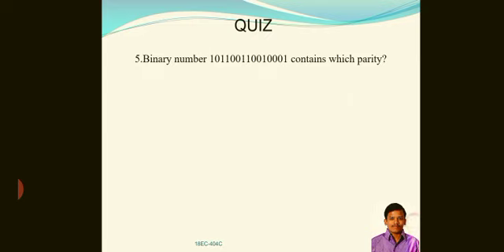Now a small example, to guess the parity by looking at the given binary number. Which parity is there: A, even parity; B, odd parity; C, prime parity; D, both A and B. So the answer will be B, that is odd parity. If you see the given binary number, 7 ones are present.